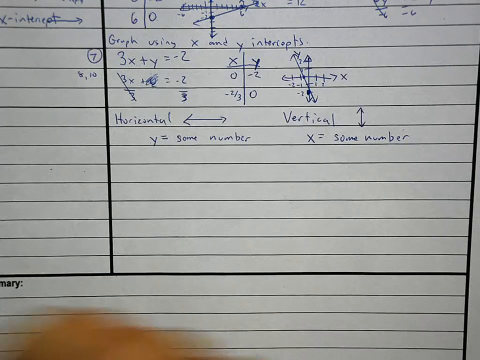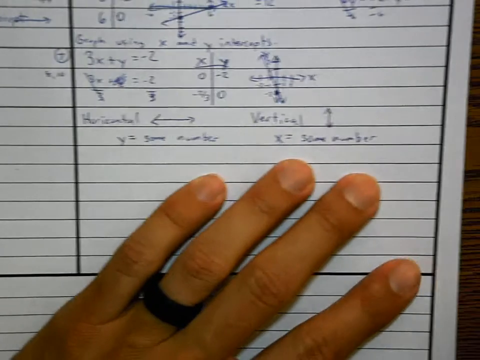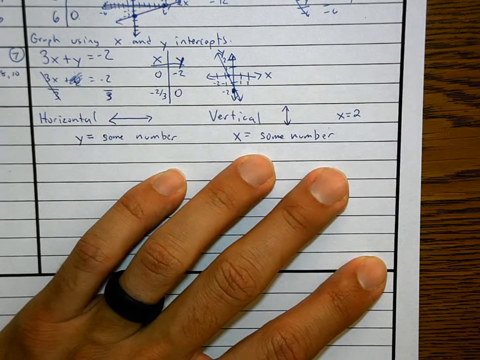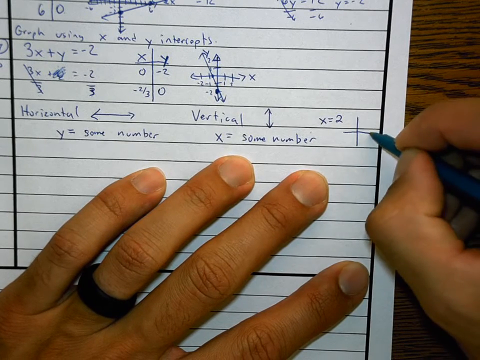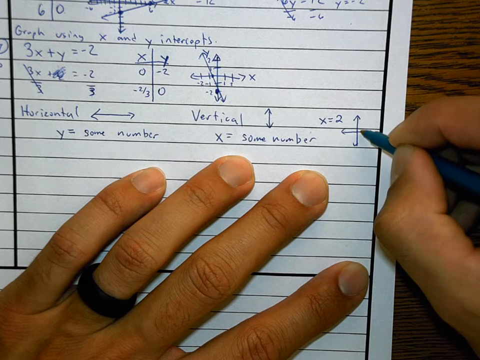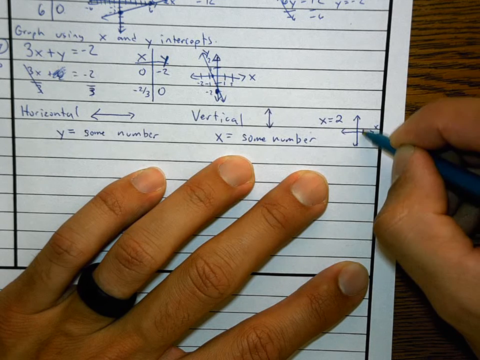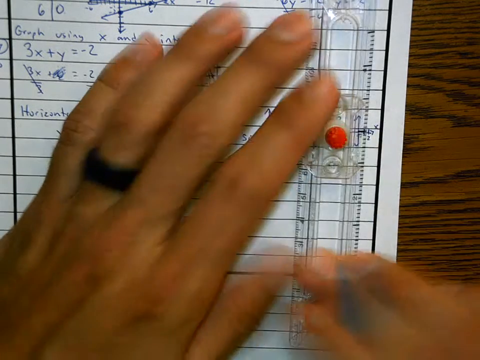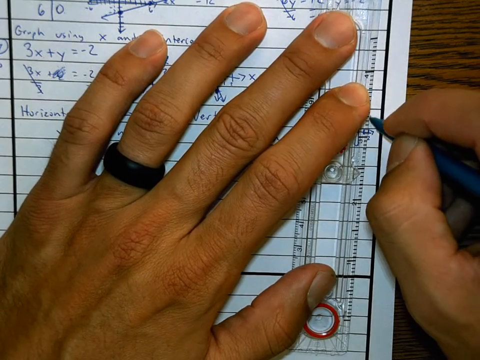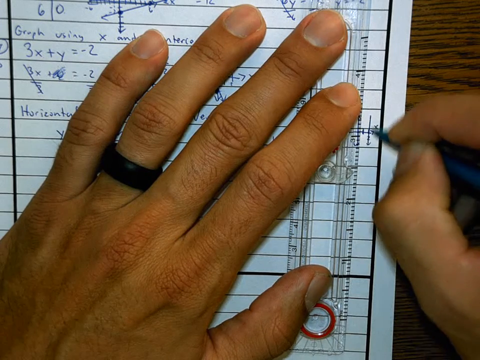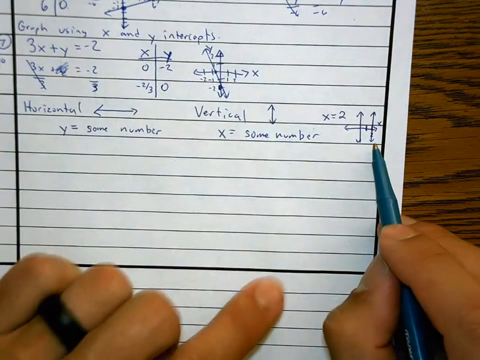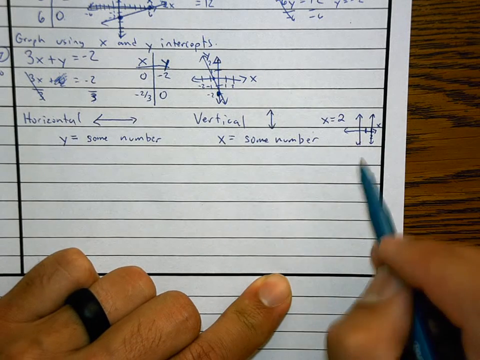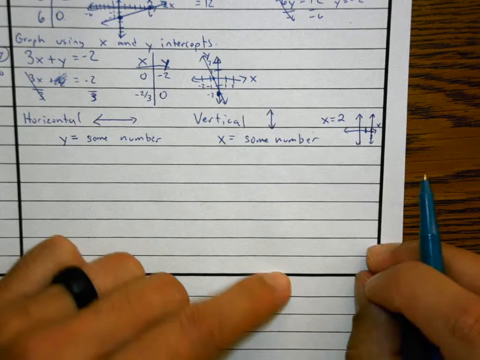Let me give you one example. If I were to ask you to graph x equals 2, then on your graph paper, you would go over on your x-axis to 1, 2. This is where x is equal to 2, and you would make a vertical line at x equals 2. Just so you have that as an example. I could show you one for horizontal, but if you understand this, you should be able to do the horizontal one as well.